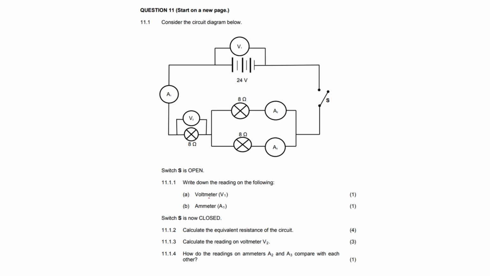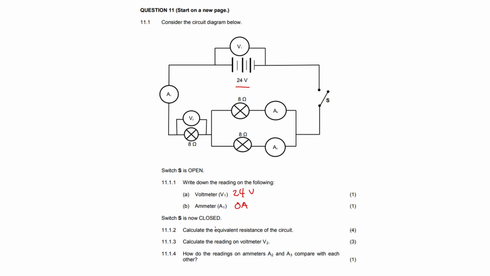They want us to write down the reading on the voltmeter V1 and the reading on the ammeter. So the reading on the voltmeter will be 24 volts, as you can see there. And on the ammeter, that will be 0 amps. Why? The switch is open, so no current is flowing through.